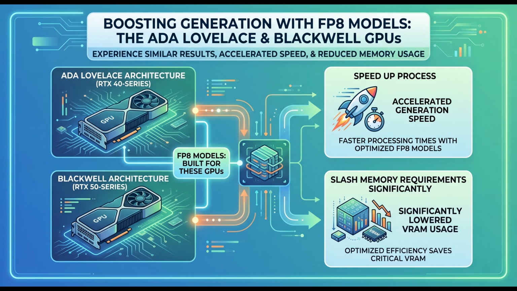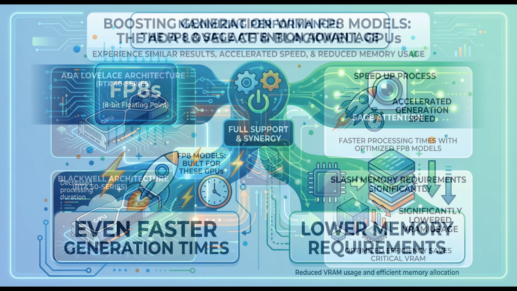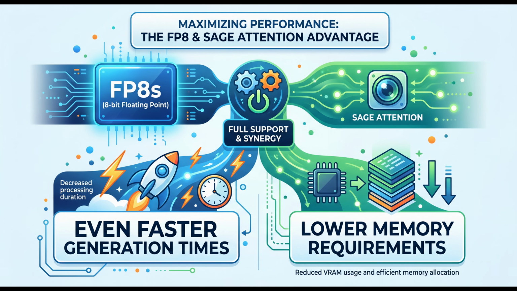Now, you'll pull off very similar results if you're rocking an Ada Lovelace or a Blackwell GPU, simply because these FP8 models are practically built for them, dramatically speeding up the workflow while slashing those memory requirements. Another massive perk here is that Sage Attention fully supports FP8s, so when you combine the two together, your generation times get a serious speed boost, and memory demands drop even further.